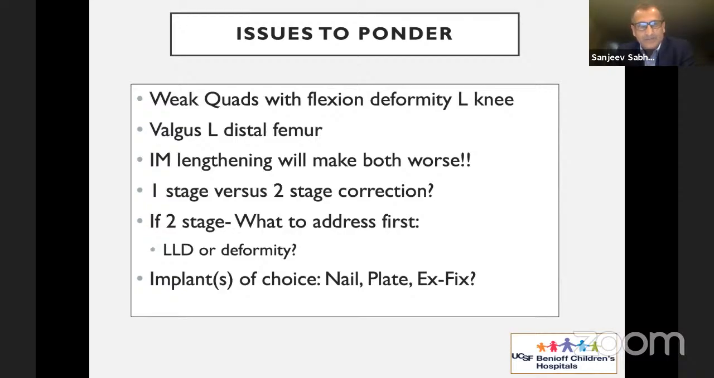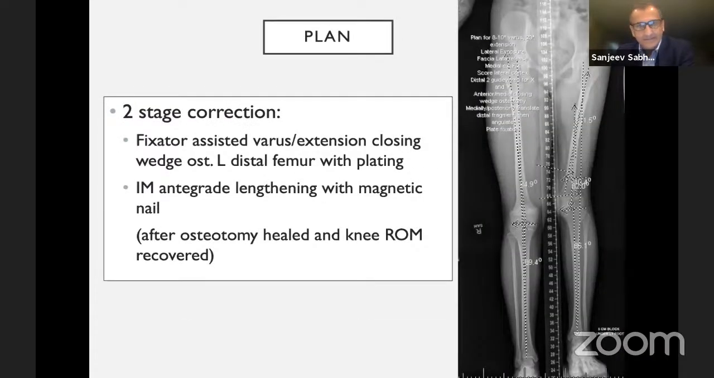So this was our problem list: weak quadriceps, flexion deformity. There's already valgus in the femur. If you did an antegrade magnetic lengthening nail, you're going to make the valgus worse. And she already has a flexion deformity. So from a mechanical standpoint, it's not going to be good to leave her in a flexion deformity at the knee. So one of our options was to do a 2-stage correction.